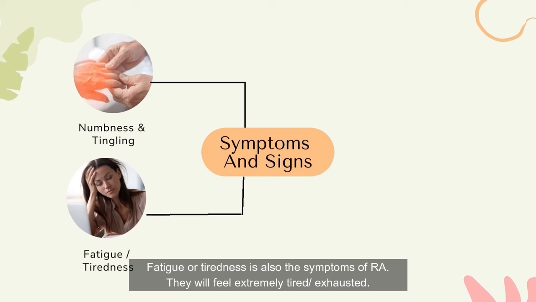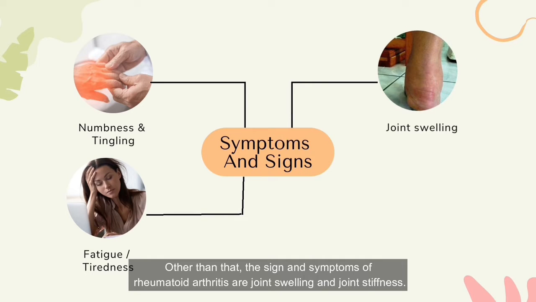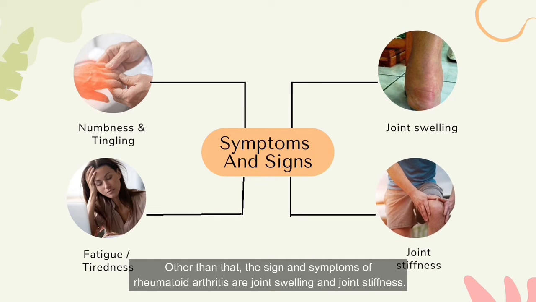Fatigue or tiredness is also a symptom of rheumatoid arthritis. They will feel extremely tired and have inadequate energy, which affects their productivity. It also may be caused by the body's reaction to inflammation in the joint. Other than that, the signs and symptoms of rheumatoid arthritis are joint swelling and joint stiffness.